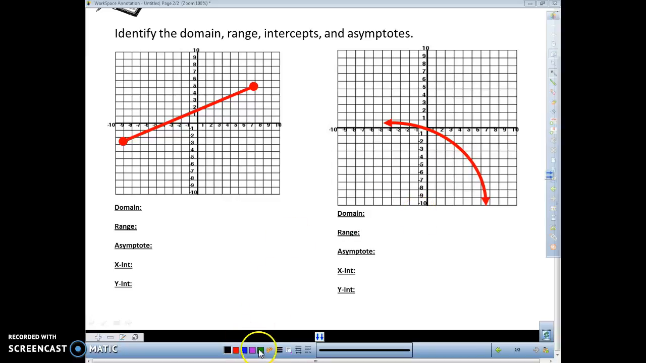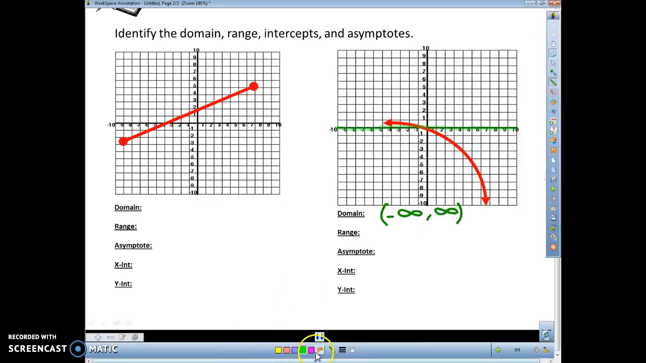Here my domain is all of my x values. Since I have an arrow pointing this way, I know the function continues out this way, so that's starting all the way at negative infinity, and my arrow going this way means my domain is negative infinity to positive infinity with parentheses. I don't include, so I don't have any brackets.